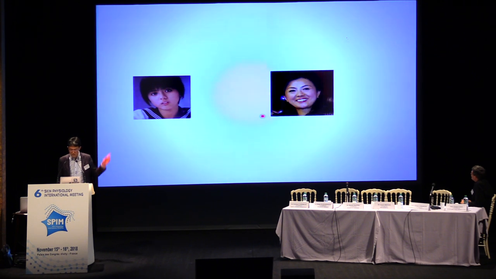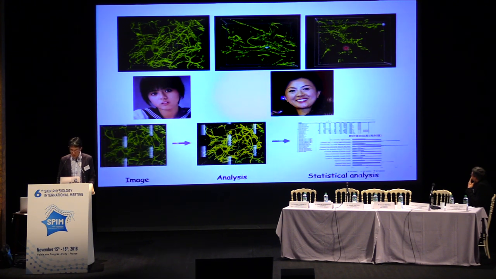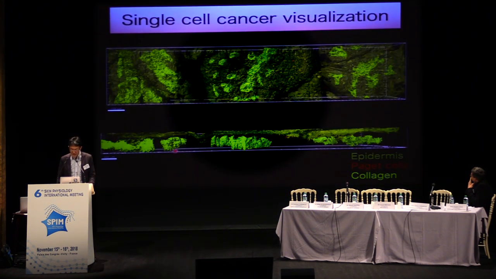So this is my idol when she was 18, and now she's 40, so she looks a bit different. When we took biopsy samples from young and old people, we saw a clear difference in elastic fiber distribution, and we can quantitate how old your skin aging is. And we can also visualize skin cancer cells at a single-cell level.